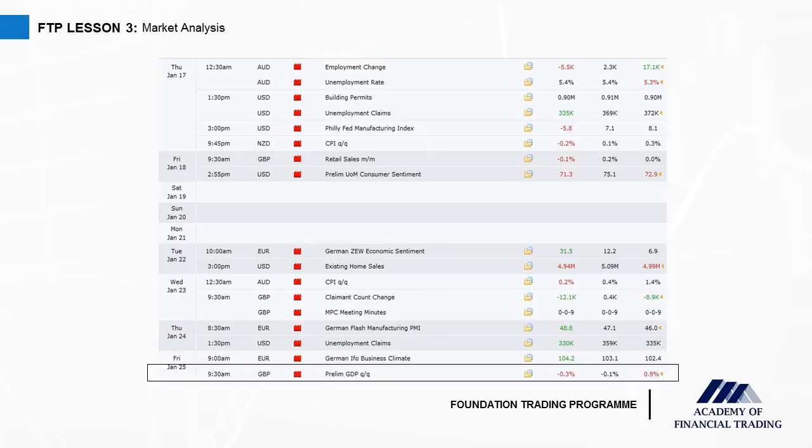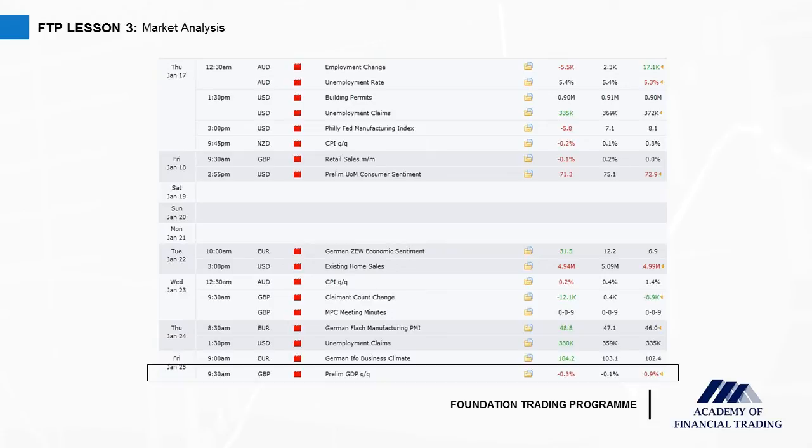Now, the middle column, which is minus 0.1%, is what all the analysts combined did all their calculations on, and they said, yep, the GDP figure should come in at minus 0.1%. This is what we were predicting. However, on the left-hand side of those three figures, we've got a release at 9:30 a.m. on Friday the 25th of January. The figure came out at minus 0.3% for our British pound prelim GDP figure quarter on quarter.